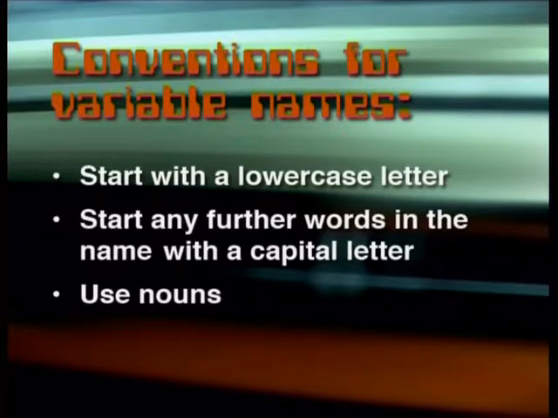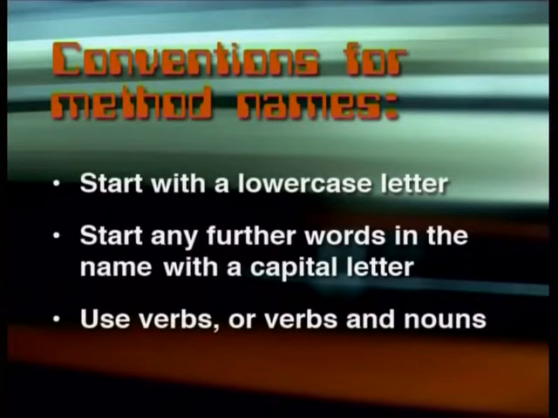The conventions for naming variables are that they should start with a lowercase letter. Any further words in the name should start with a capital letter, and only nouns should be used. In terms of convention, methods are given verbs or a combination of verbs and nouns for their names. They must also start with a lowercase letter, and any following words should start with a capital letter. Now, most important of all, identifiers should be meaningful.